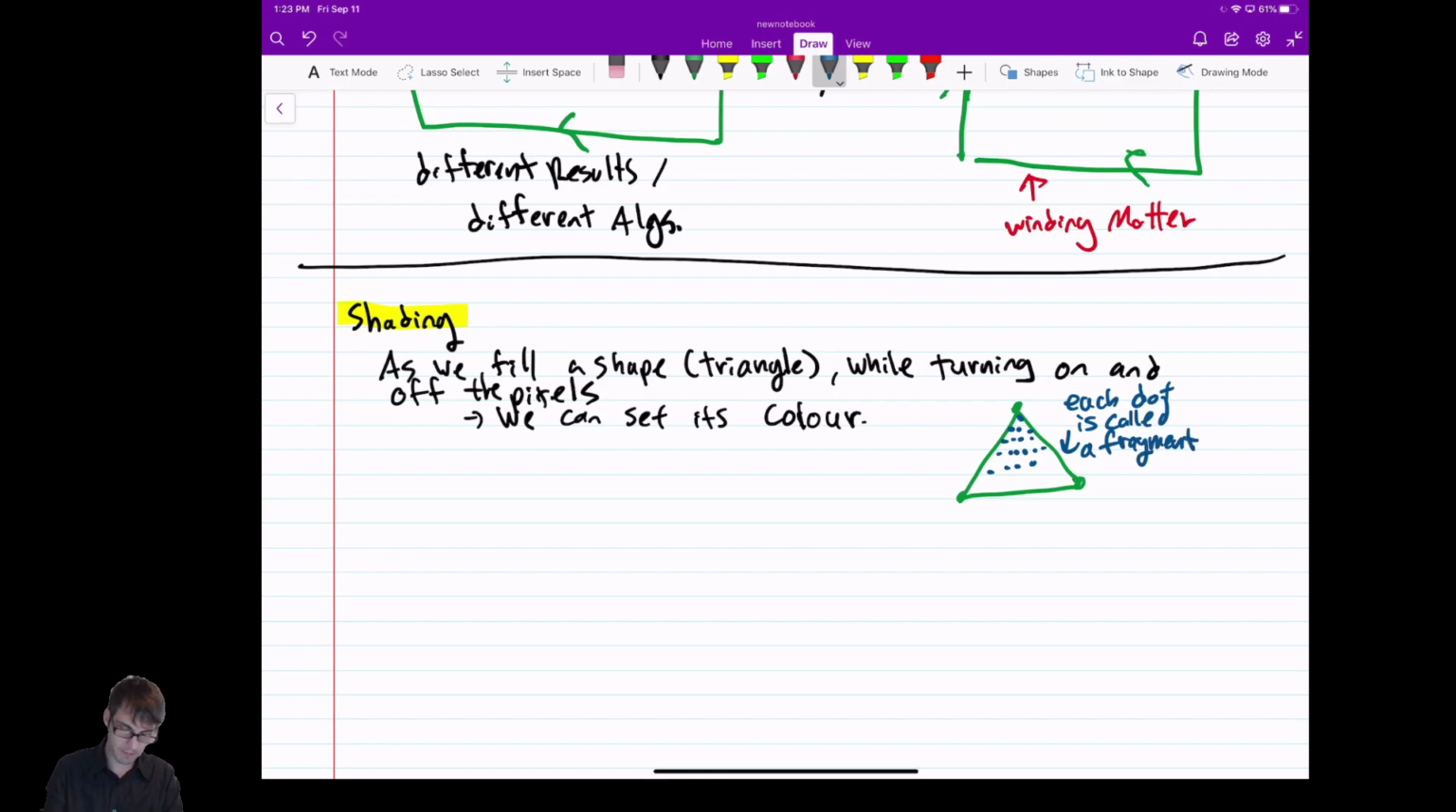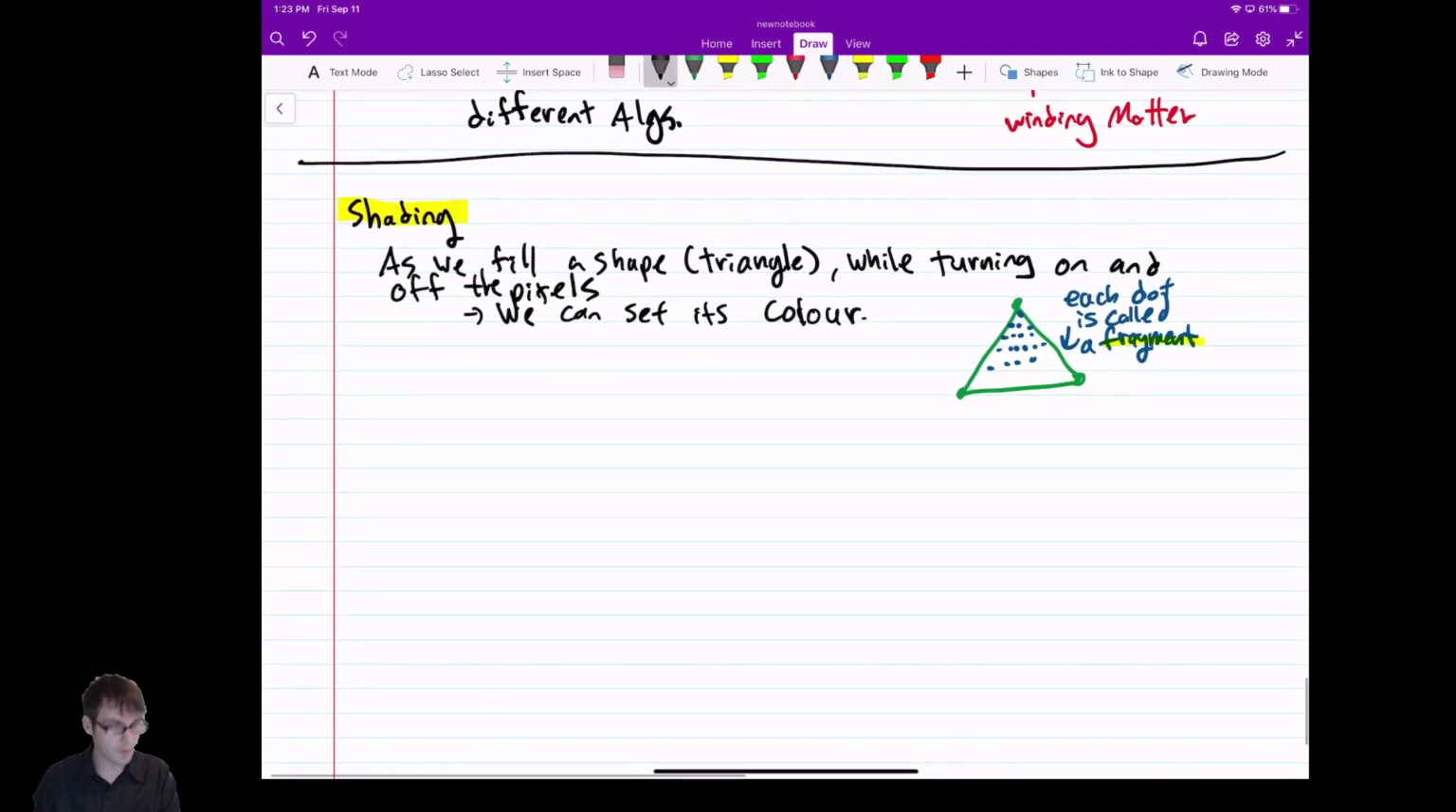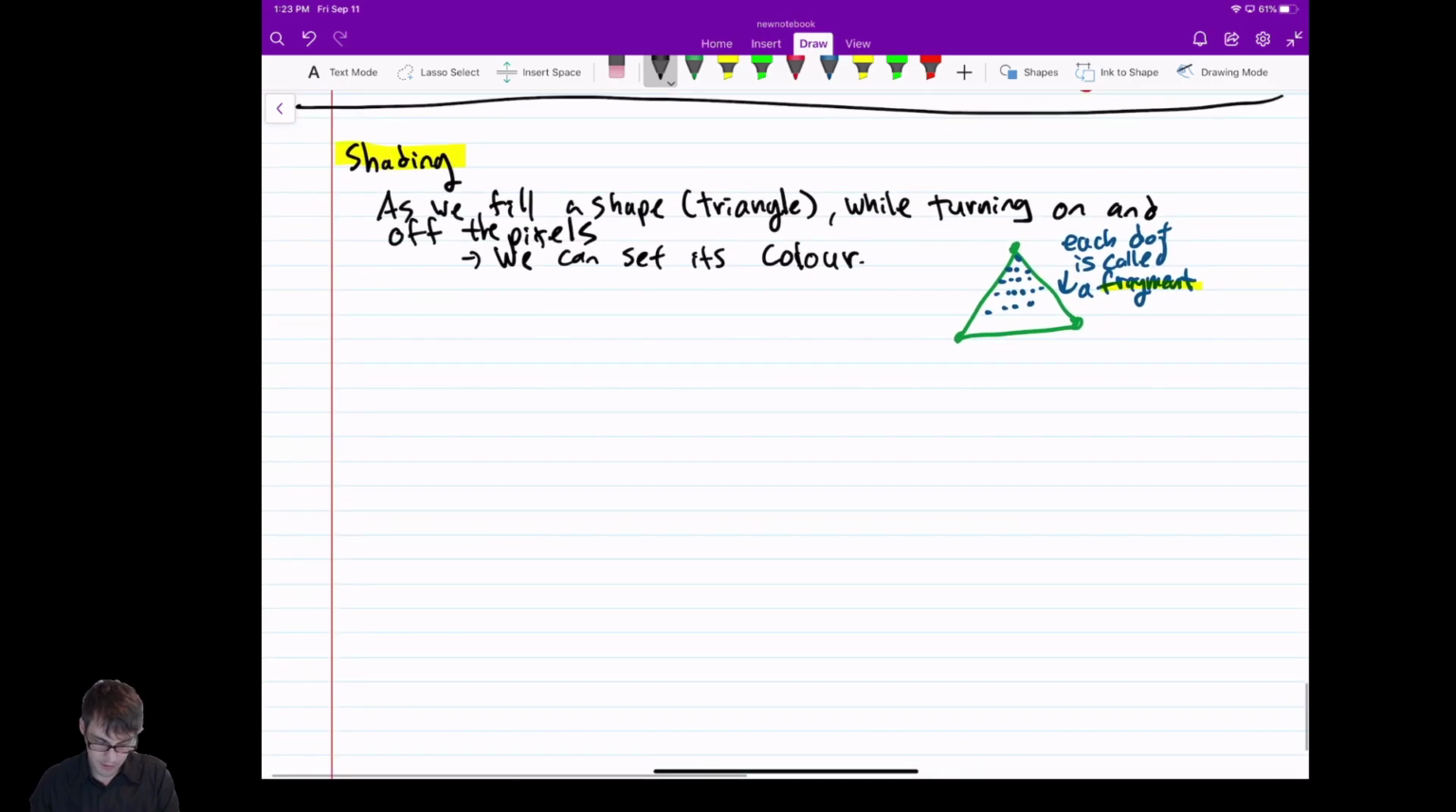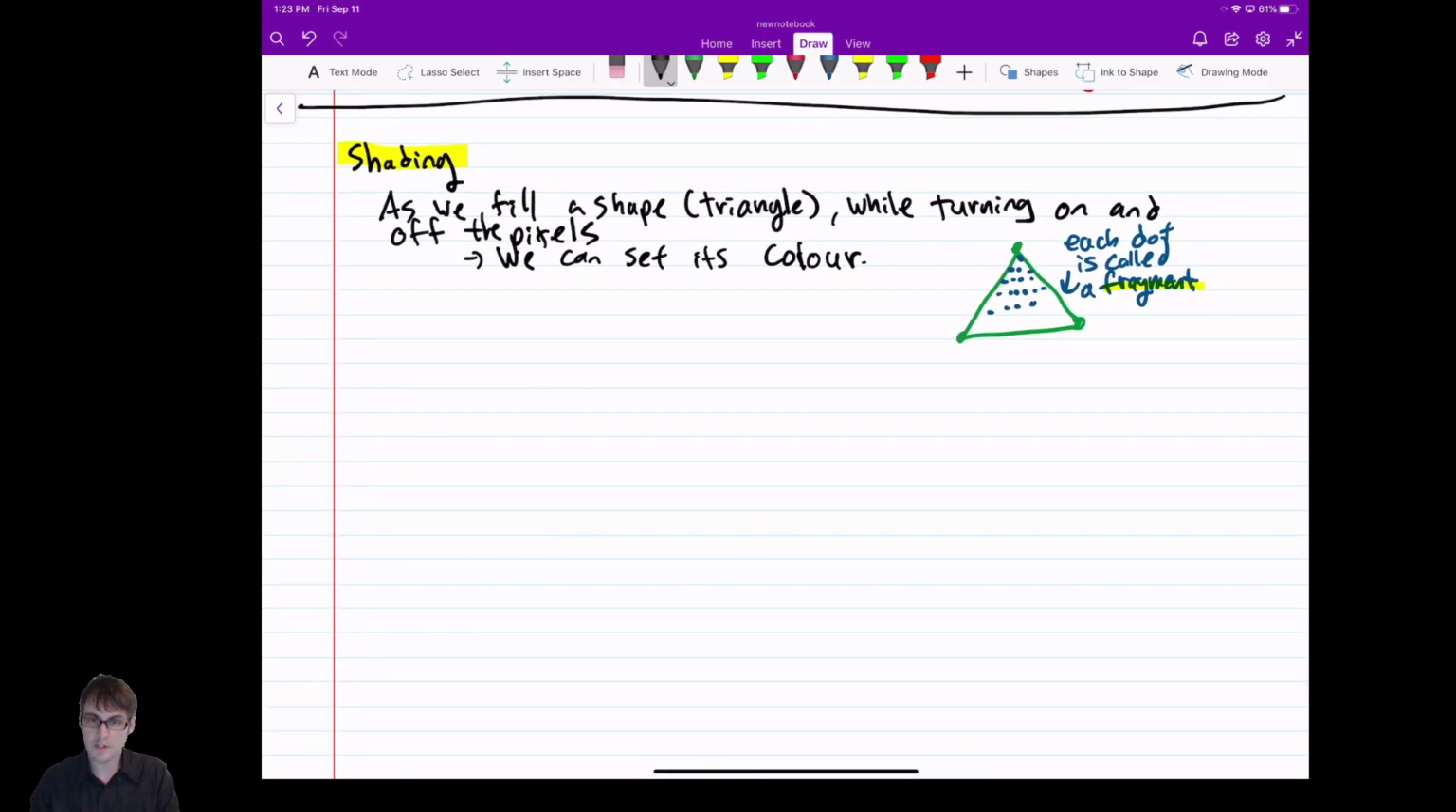So just a bit of vocab for you. You'll come across that term, fragment. Each dot is called a fragment. So what do we do with these? There's a lot of really cool stuff we can do. We can put pictures there, we can do reflections, you can do a mirror, all kinds of really cool stuff.